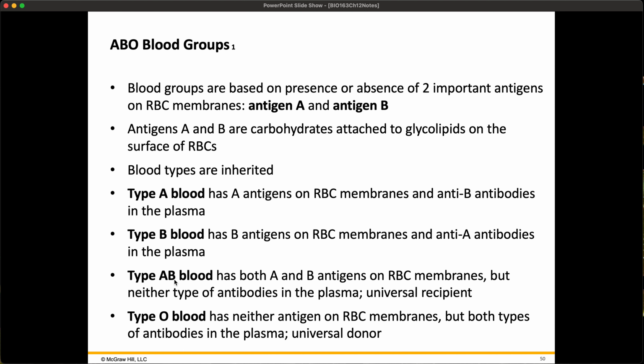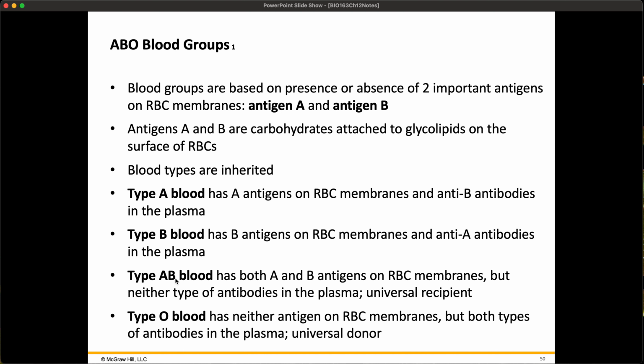Type AB blood means that your red blood cells have both A and B antigens. And since they have both A and B antigens on their red blood cells, there are actually no antibodies against them in the plasma. If someone had AB blood and they had antibodies in their plasma, then they would have this kind of autoimmune disorder where their body is just constantly attacking their own blood. And so that would be very bad, very dangerous.